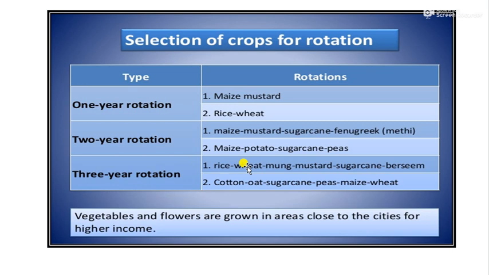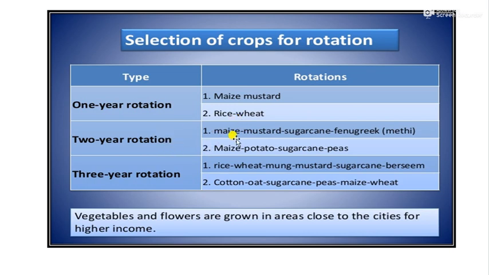Next, we can see the selection of crops according to rotation. There is a 1-year rotation, a 2-year rotation, and a 3-year rotation. In the 1-year rotation, the examples are maize followed by mustard, and rice followed by wheat. This is a 1-year rotation.